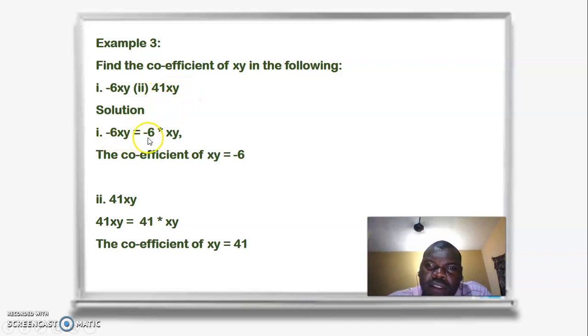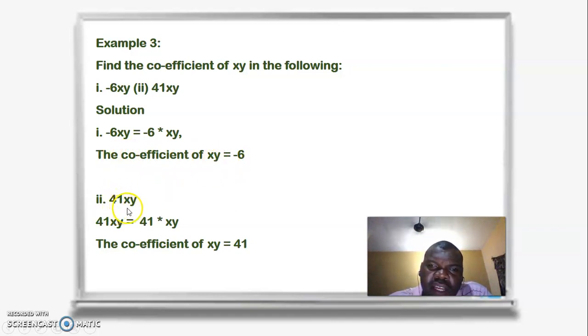Minus 6xy is equal to minus 6 times xy. If you are going to solve it, you first expand it. So minus 6 times xy is equal to minus 6xy. Therefore, the coefficient of xy is equal to minus 6.